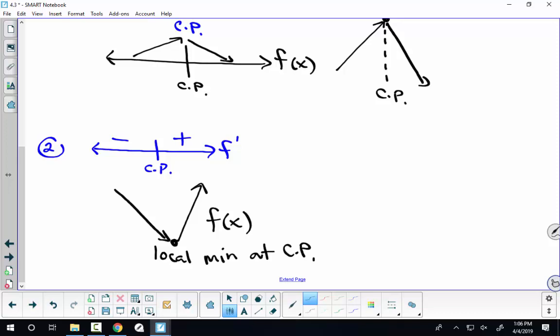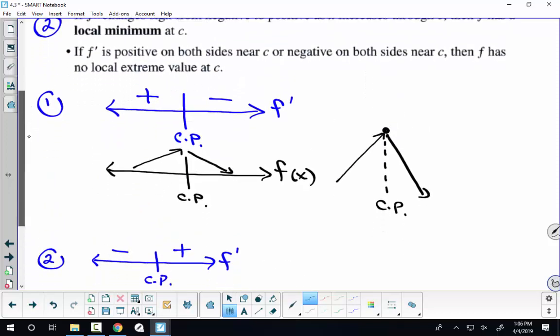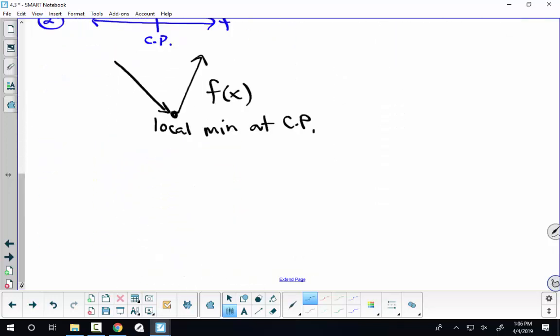Whatever that critical point was. So really, you get quite a bit of information just from the sign chart on the first derivative. Not only do you get intervals of increasing and decreasing, but you also get any local minimums or local maximums. And then the third situation is if it's positive or negative on both sides, then there is no local min or local max. So that's why not all critical points correspond to a local extreme.